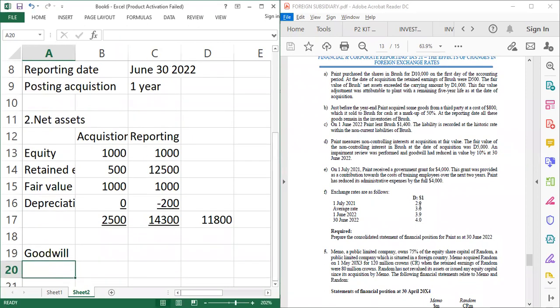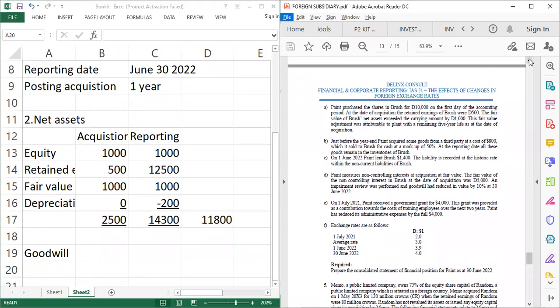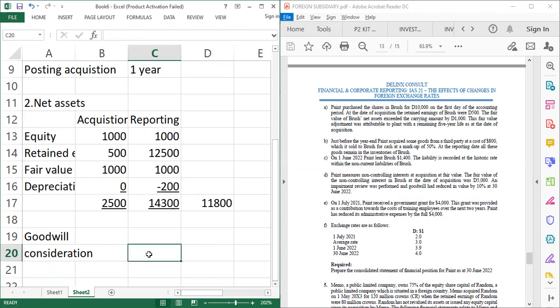Let's come to goodwill. What we do is ask ourselves, how much is the parent paying and how much should they have paid? So we have the purchase consideration, or let me just put the consideration there. How much is the parent paying? They are paying 10,000, D. Okay, so the question now is, how much should they have paid?